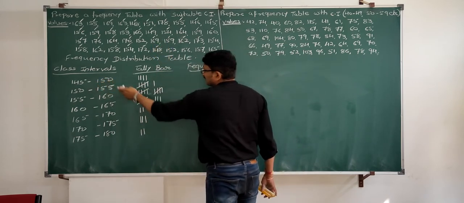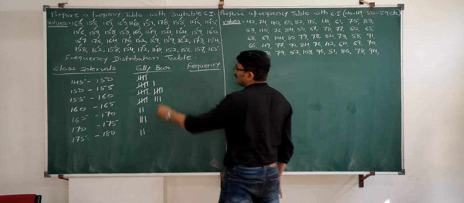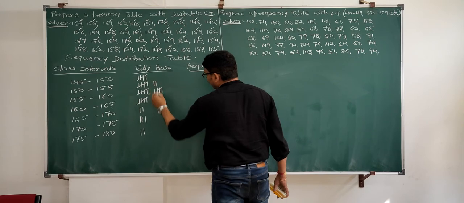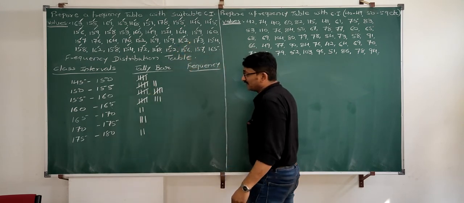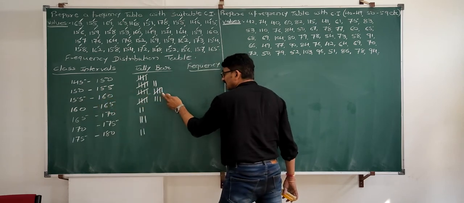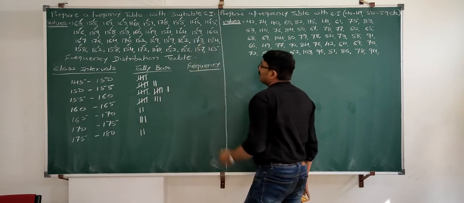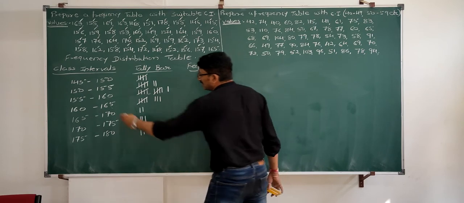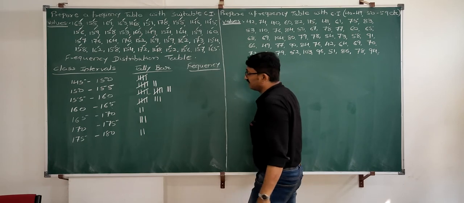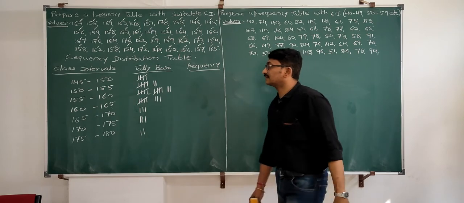148 comes under the first class, that is 145 to 150, but 4 lines are over, fifth line is a cross. 152 comes under 150 to 155. 156 comes under 155 to 160. Again 5 lines are over, keep some space, again start. 157 comes under the same 155 to 160. And the last is 165, which comes under the fresh class 165 to 170.